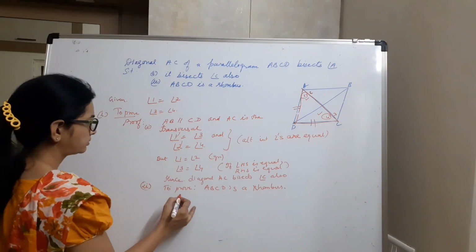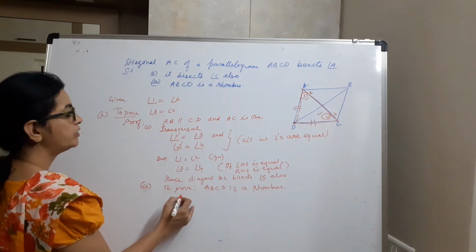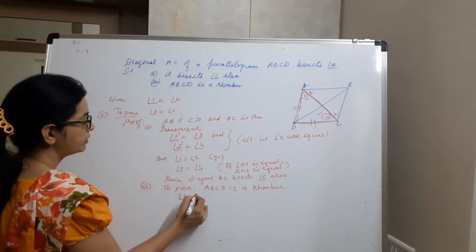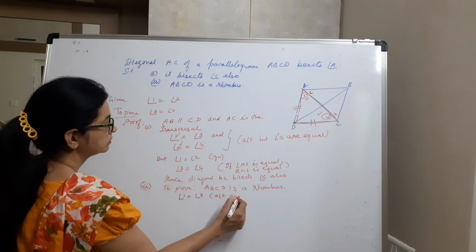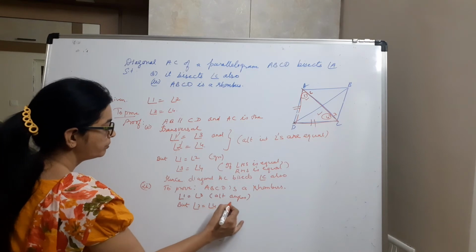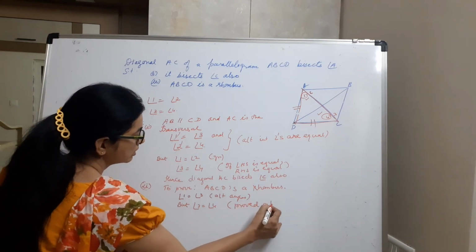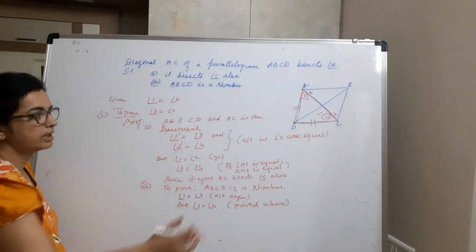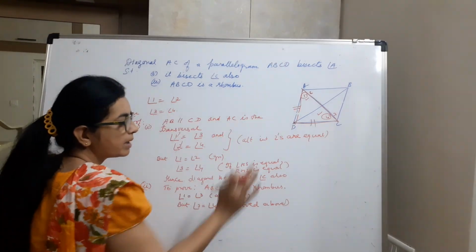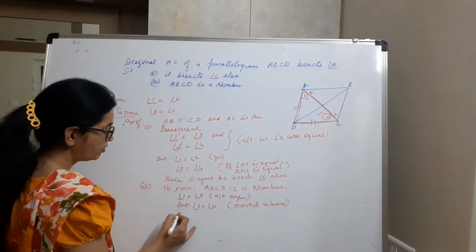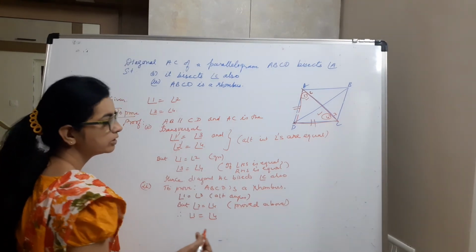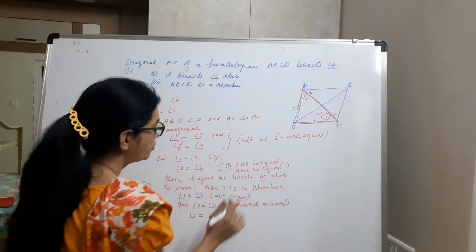How? We want to prove angle 1 is equal to angle 4. So angle 1 is equal to angle 3, alternate angles. But angle 3 is equal to angle 4, proved above. Just now we proved. What did we prove? Angle 3 is equal to angle 4, and then we proved that the diagonal bisects angle C also. It's proved above. Therefore, 1 is equal to 3 and 3 is equal to 4. Therefore, 1 is equal to 4. So we reached our conclusion that 1 is equal to 4.